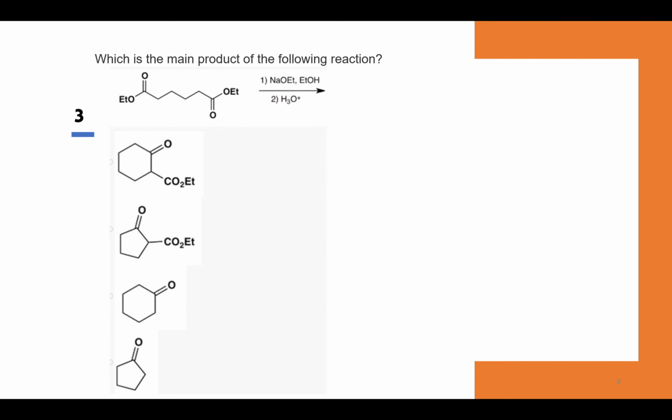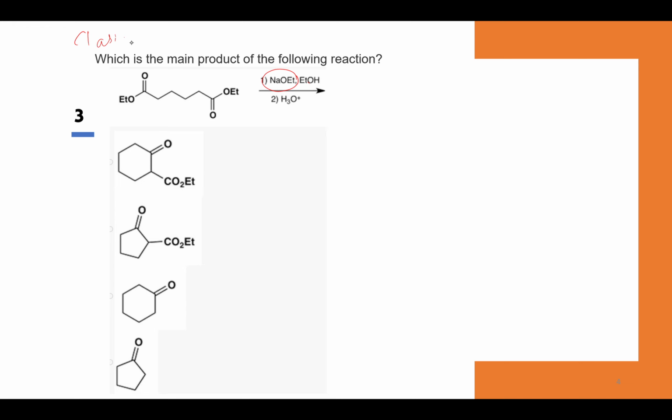Now next question, question number 3, which is the main product of the following reaction? So here you can see that an intramolecular reaction is taking place. On the arrow we have base, right, and we have a diester in our starting material. If you have studied earlier, this is a type of reaction called condensation reaction. So you have heard about Claisen condensation.